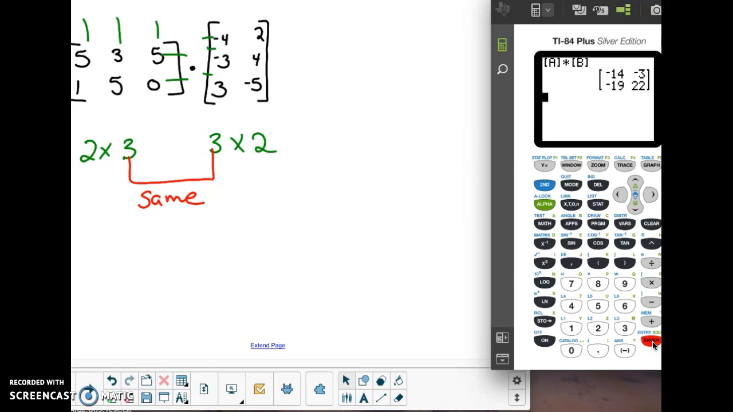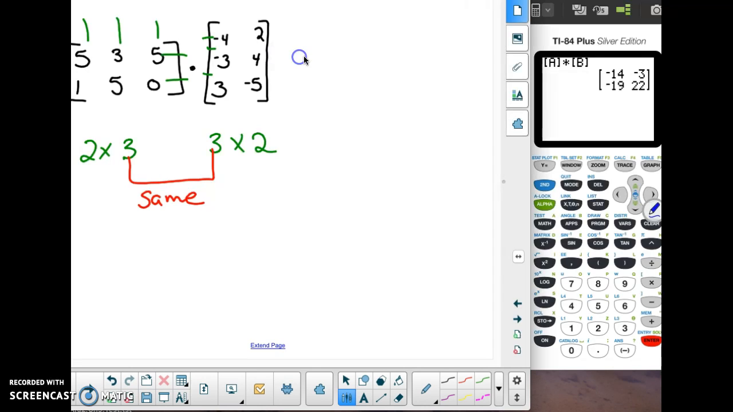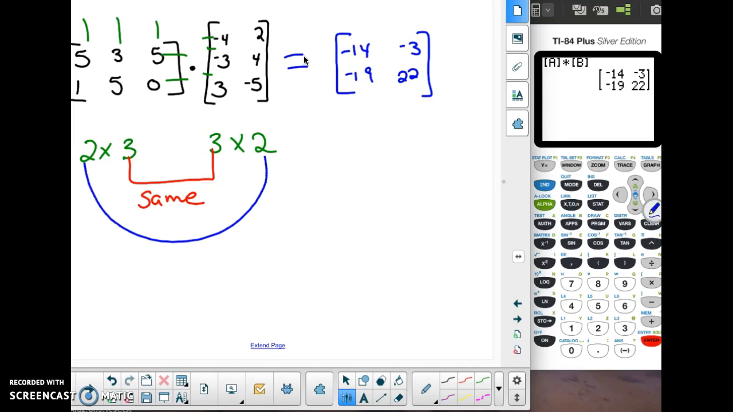And so this answer, if we look at that, it ends up being 2 rows by 2 columns. And check it out, those are the outside numbers. Just a double check to make sure we got things right.